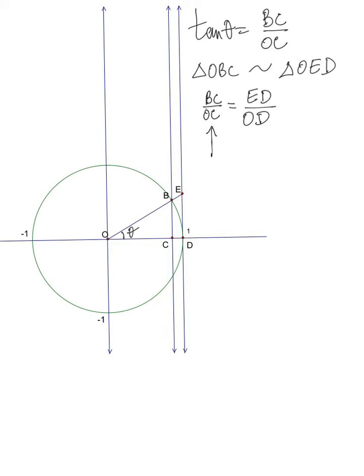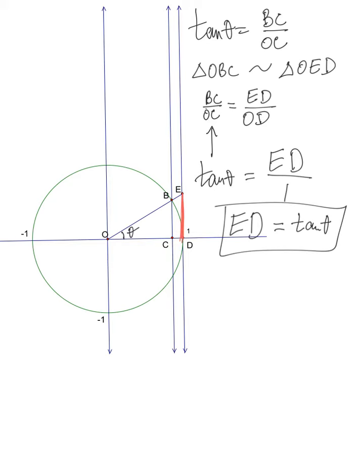BC over OC, as we know, is tangent theta. Let's see what we know about ED. Nothing. So this is just ED. What do we know about OD? OD is the radius of our circle, which is just 1. So we just proved that this segment ED actually equals the tangent of angle theta.